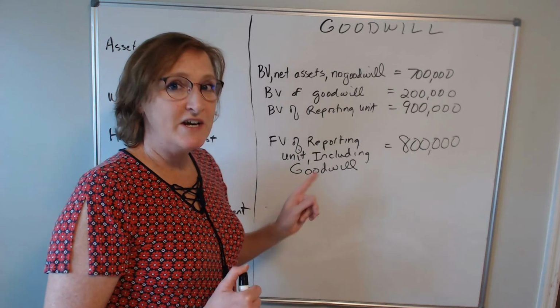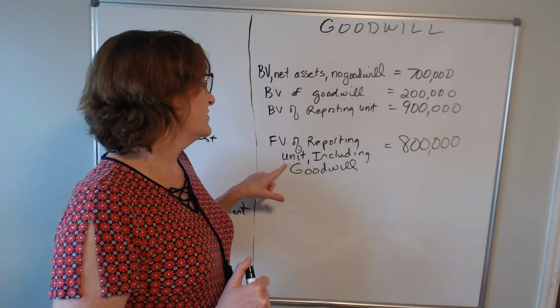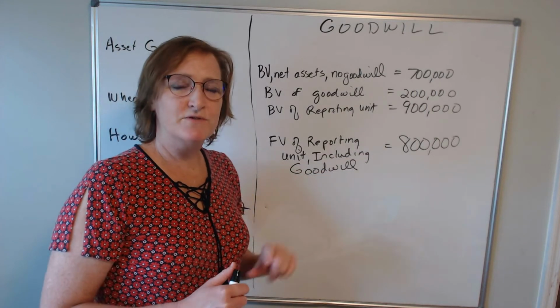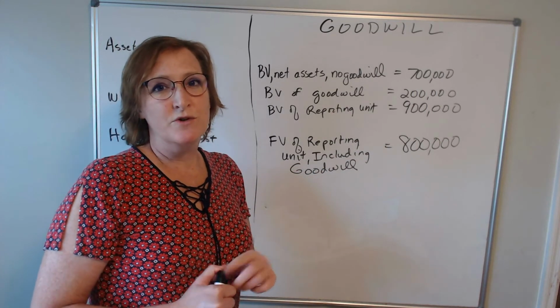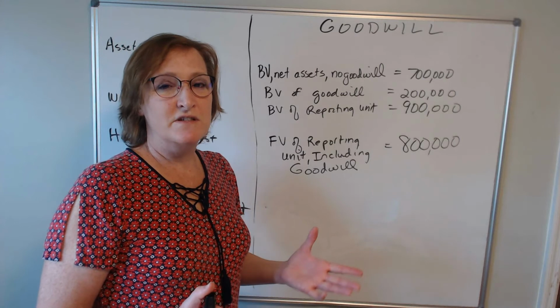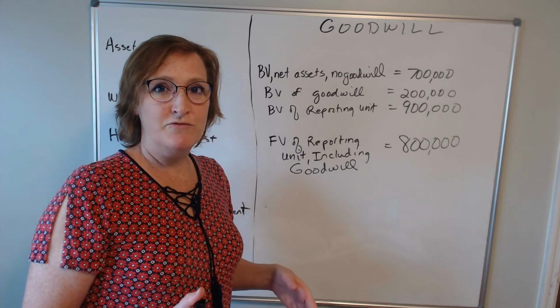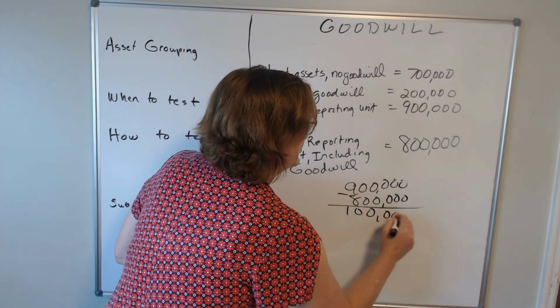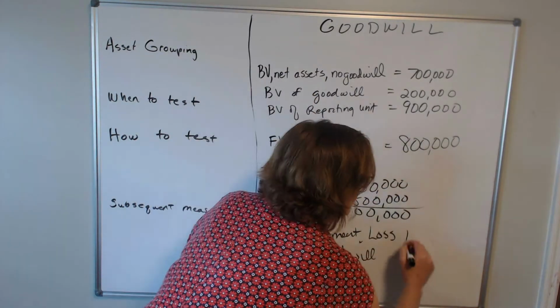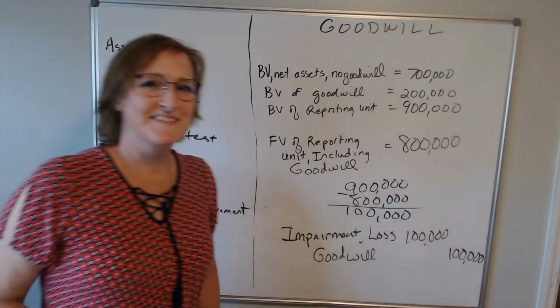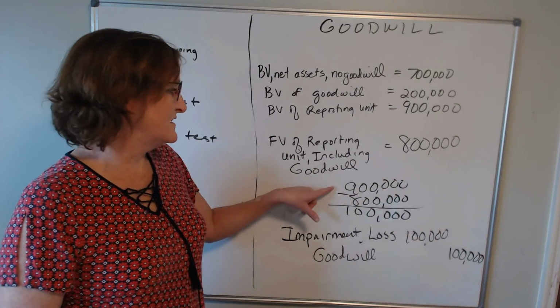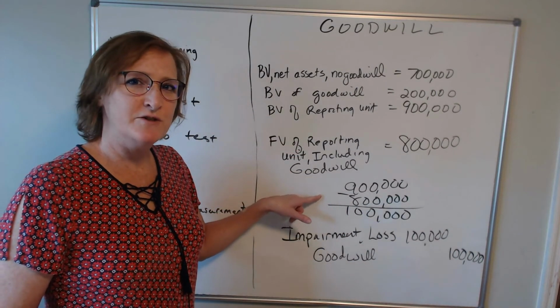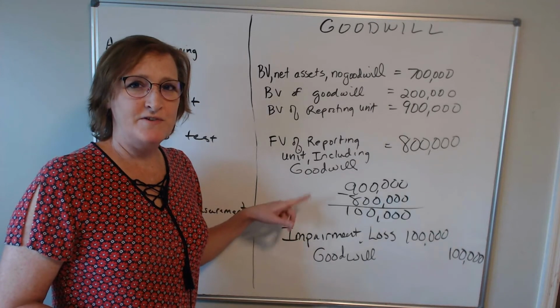We found out that the fair value of the reporting unit, including goodwill, is $800,000. Okay, so in order to do our test, we're going to simply take book value, subtract out fair value. All right, so let's do that. All right, so we simply did the calculation, book value minus fair value. We came up to $100,000 as an impairment loss.